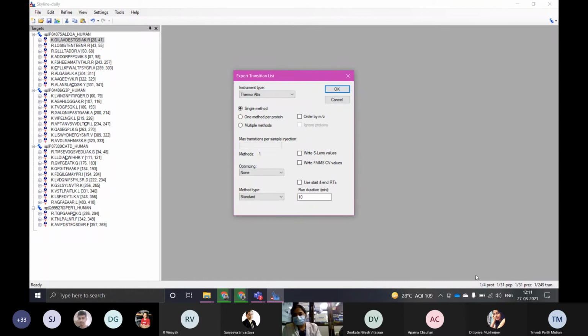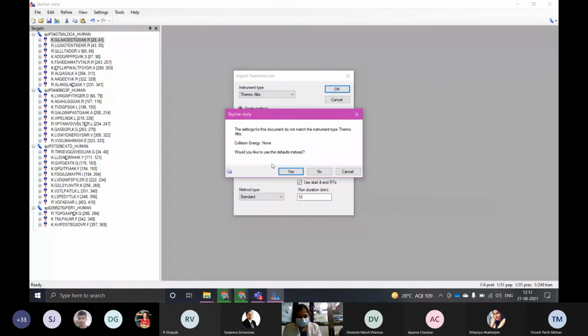You say single method since there are very few transitions. If there are 350 or more transitions, such that your instrument is not capable of handling so many transitions, then you can export it into multiple methods. If you are aware of the RTs related to the method for your instrument, then you can give details about that here, or else not. Then you say okay.